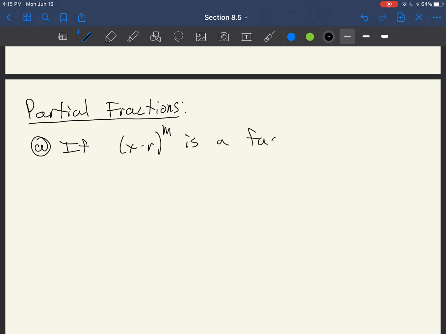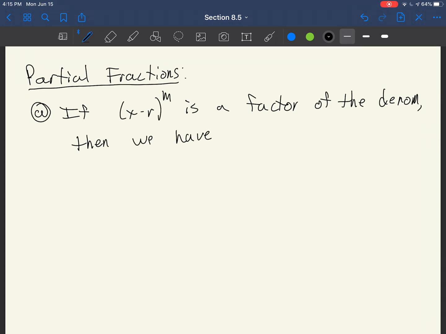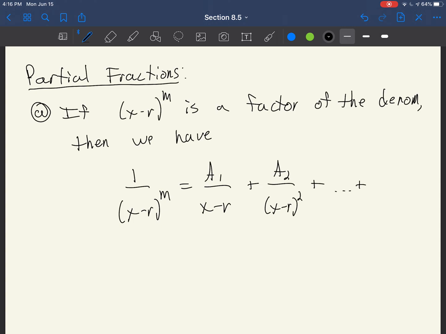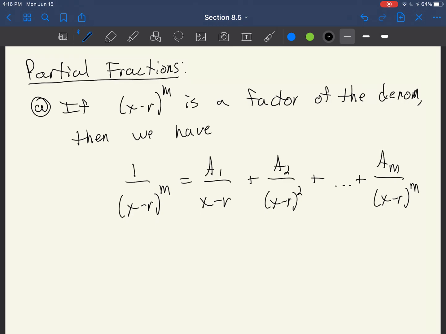A. If x minus r to the m is a factor of the denominator, then the way we would decompose this is 1 over x minus r to the m equals a1 divided by x minus r plus a2 divided by x minus r squared plus dot dot dot plus am over x minus r to the m.